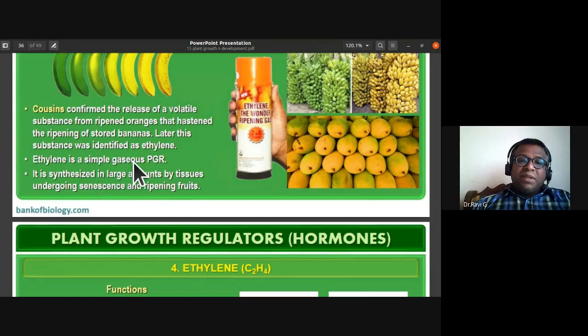Ethylene is a simple gaseous plant growth regulator. It is generally synthesized in large amounts by tissues which are undergoing senescence and ripening of fruits. Senescence is aging. So tissues which are aging synthesize large amounts of ethylene, and ripening fruits also liberate ethylene.